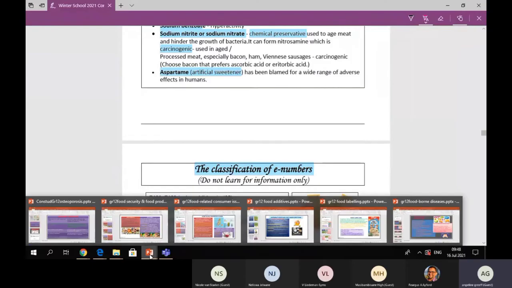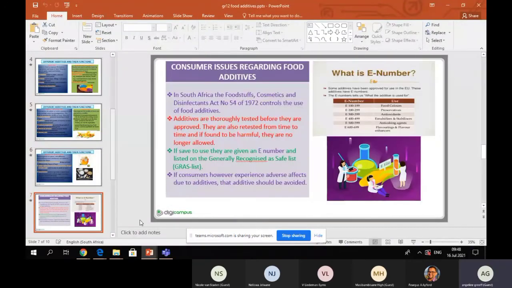Then the classification of E numbers. I'm going to open up my slide here. Okay, it is just something that you need to be aware of. In Europe, they make use of E numbers. If something has an E number, that's an indication that it is a food additive. Okay, you don't have to know which E number is used for which category, right, but these are normally approved. So just be aware of that. If they are safe to use, they are given an E number, right? So be aware of that.